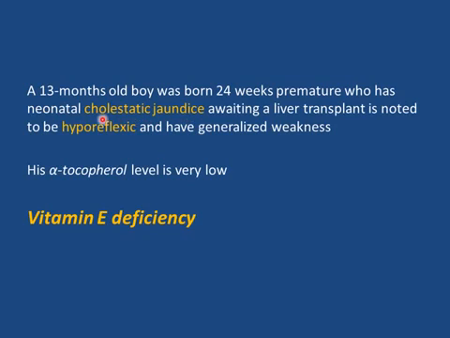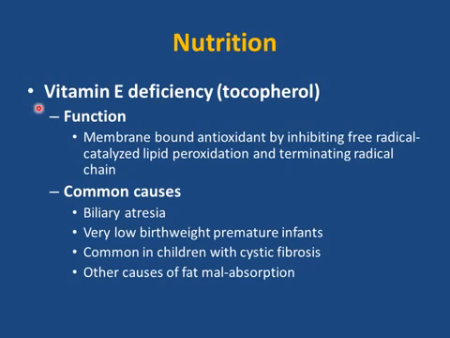The key word here you look for is cholestatic jaundice and deficiency of bile salts reaching the ileum to be able to absorb the vitamin E, and also in the manifestation, hyporeflexia. Hyporeflexia is also one of the manifestations of vitamin E deficiency, and generalized weakness. Vitamin E deficiency, or tocopherol, you need to remember the other name of vitamin E, tocopherol. The function of vitamin E is a strong antioxidant and it terminates the radical chain in the cells. The common causes of vitamin E deficiency: biliary atresia, very low birth weight premature infants, common in children with cystic fibrosis, and other causes of malabsorption.